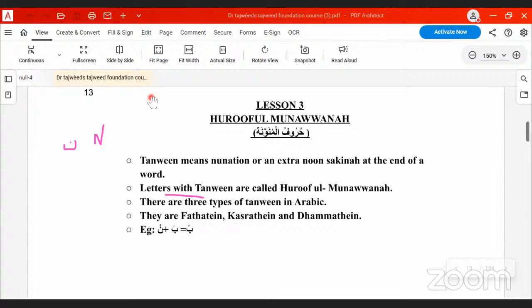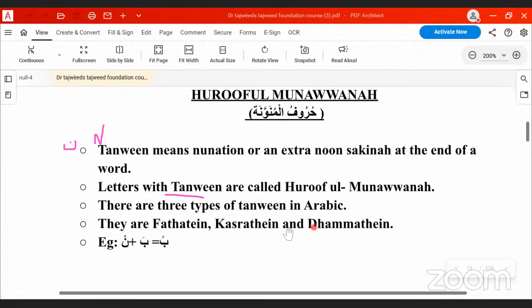Fathatain, kasratain, dhammatain. Now if you check this, let me zoom the page. How to write a fathatain, how to write a kasratain, how to write a dhammatain. The fathatain is a double fatha above a letter. For example, ba, above a letter, 2 fatha will become fathatain. If it is a kasratain, 2 kasra below the letter. If a dhammatain, 2 dhamma above a letter.